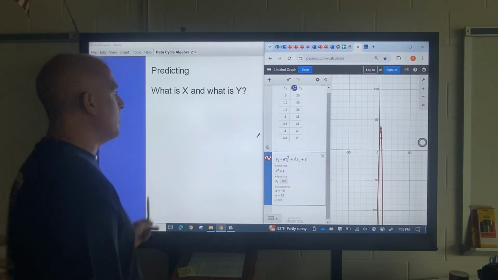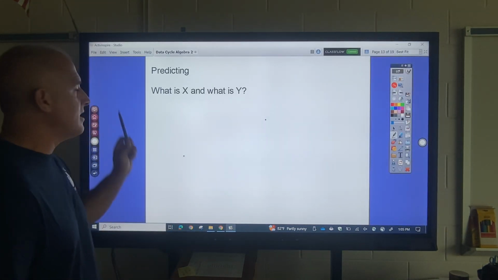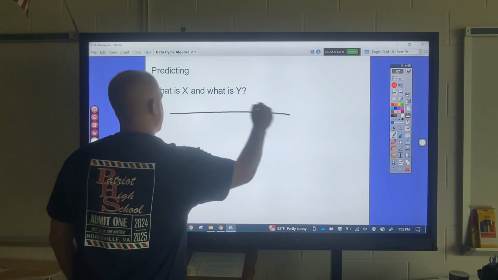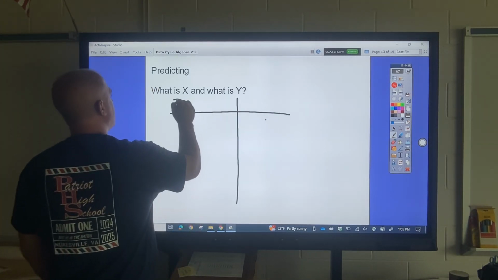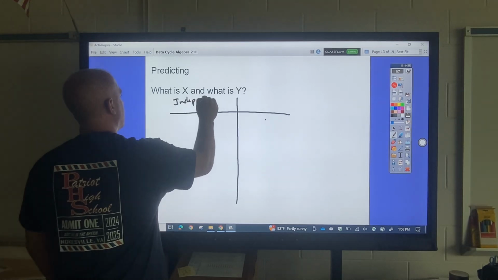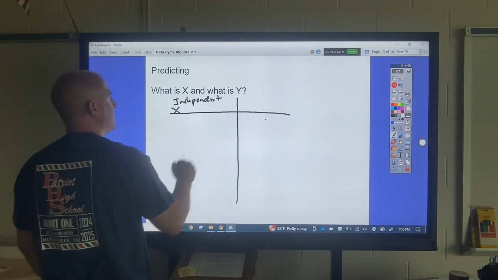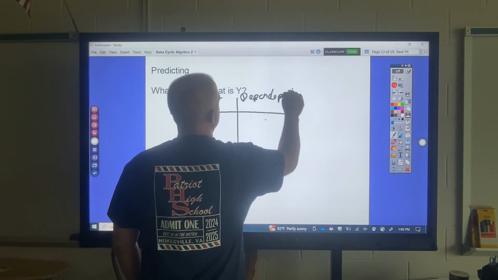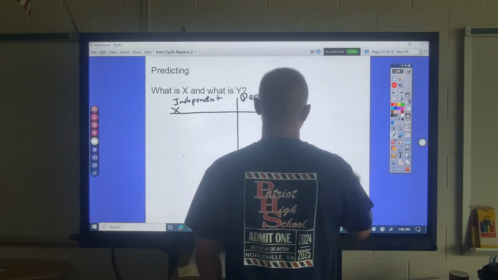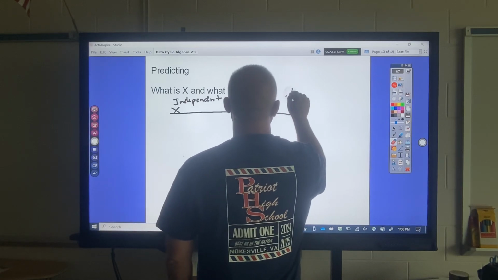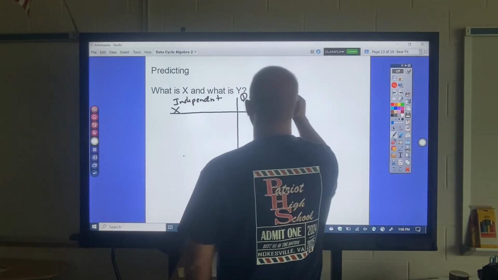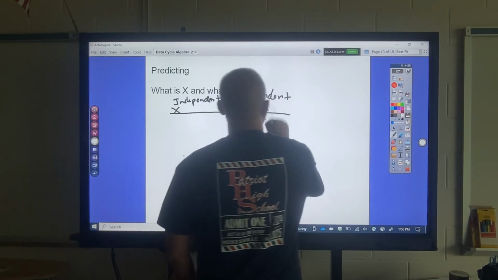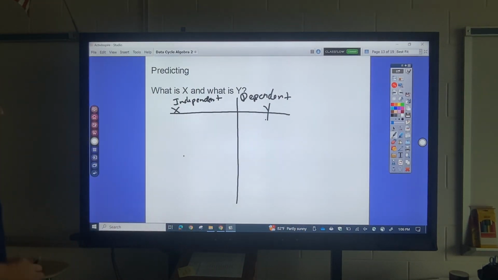So what you have to do: what is that predicting? What is X and what is Y? What do I mean? You have to ask yourself in the question, and we talked about this already, what is the independent variable, which is X, and the dependent variable, which is Y.